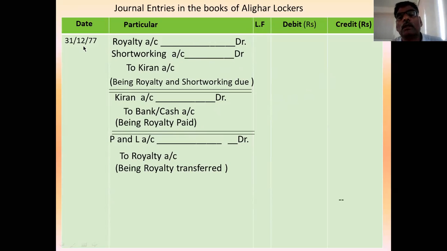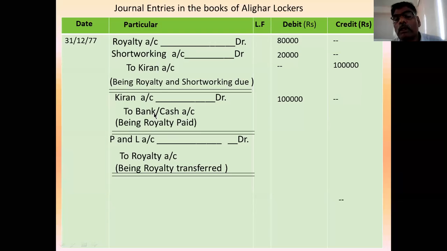First year amounts. You take amount from the first line. Royalty, first year 80,000. SW 20,000. Total 1 lakh. You take this 1 lakh in the Kiran account. Second entry, Kiran account debtor 1 lakh. The same total 1 lakh comes to the second entry. And bank account, you take amount from the payment column. Payment is 1 lakh. Kiran is 1 lakh.